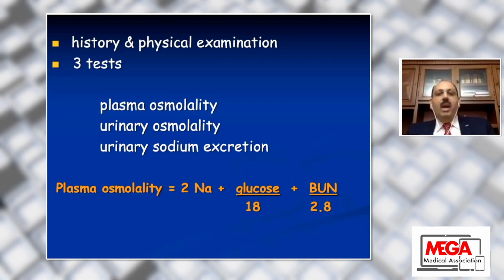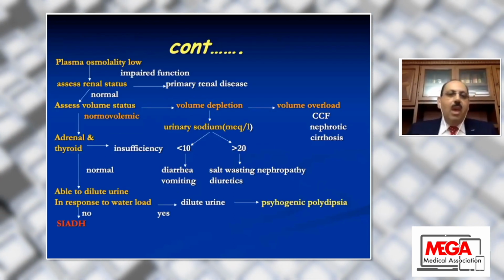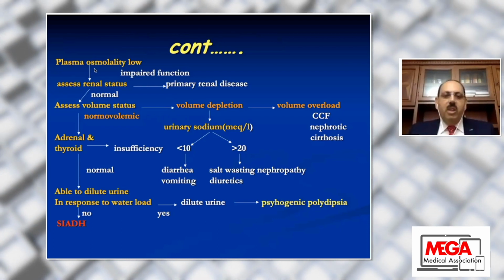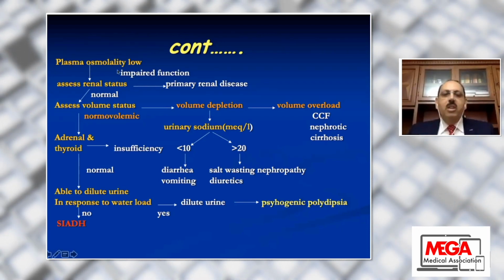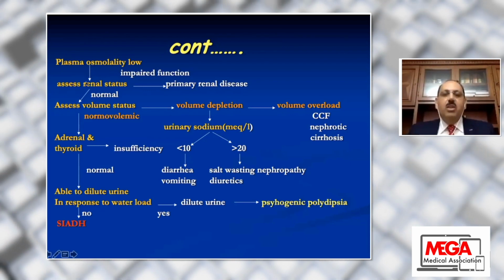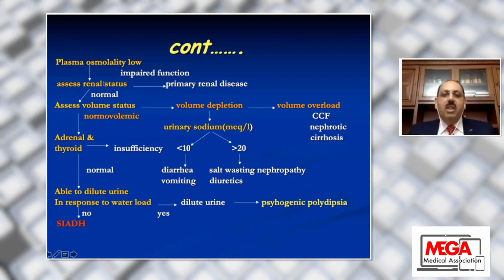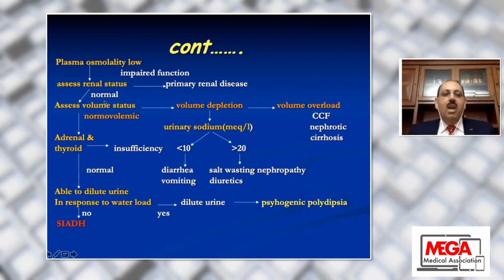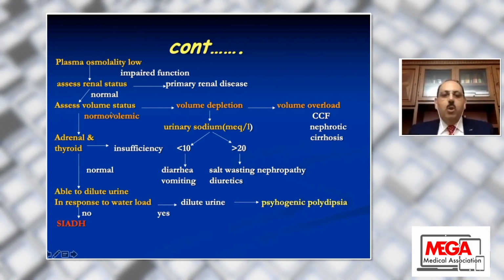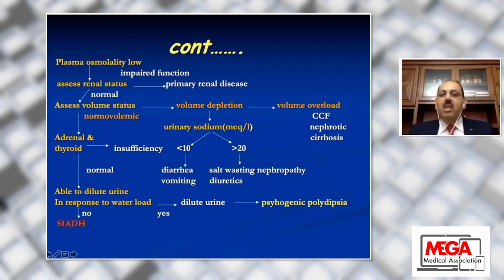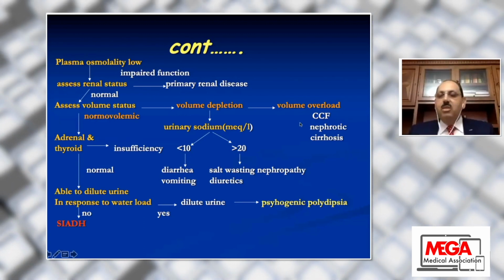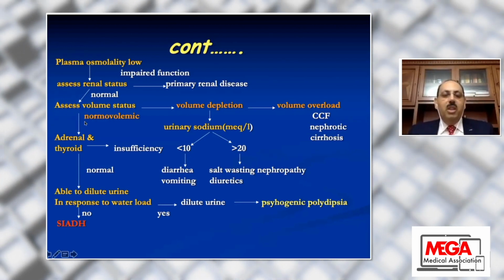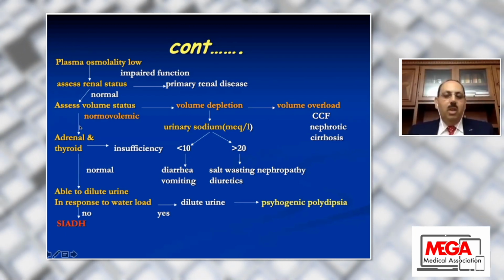As we see here in this scheme, in hypoosmolar hyponatremia, where the plasma osmolarity is low, first we assess the renal condition or the renal status. If it is impaired, it will be a primary renal disease. If it is normal, we have to assess the volume status of the patient: either volume overload in congestive heart failure, nephrotic syndrome, or liver cirrhosis, or the patient is euvolemic, normovolemic.